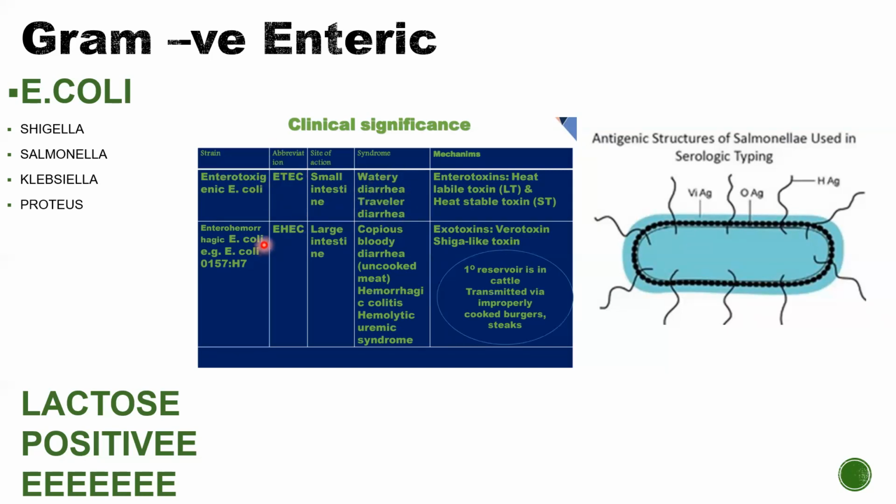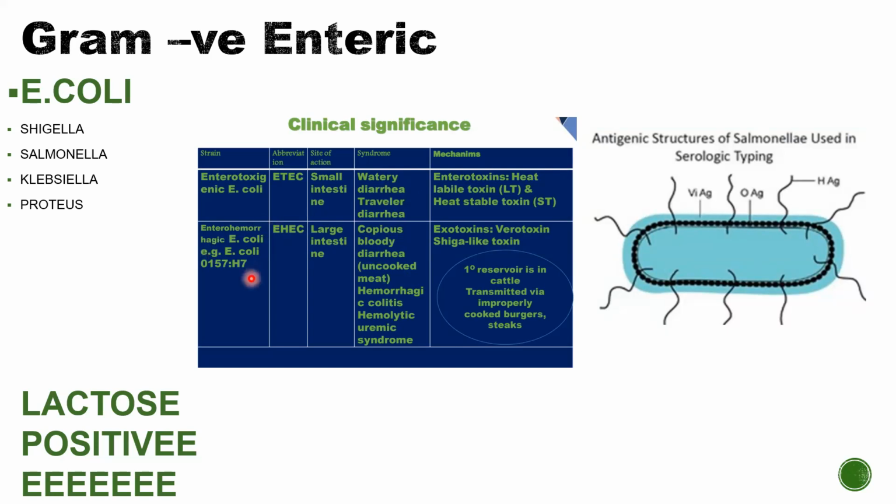The enterohemorrhagic E. coli, from the name hemorrhagic, so it causes bleeding. So this one actually gives you bloody diarrhea. This is the main difference. This is watery diarrhea. This is bloody diarrhea. This is because it's hemorrhagic.